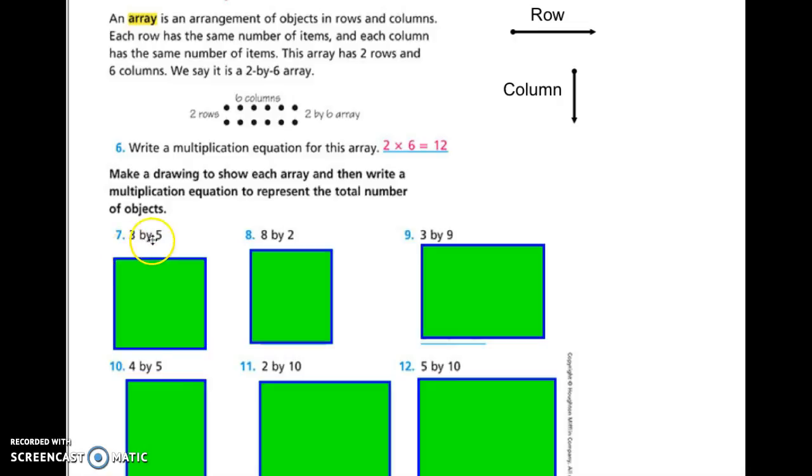A 3 by 5 array. Now remember, they're going to put the rows first, horizontal, and then the columns. So 3 rows with 5 columns. Okay, 3 rows with 5 columns. Good. So we've got 3 rows, 2, 3. We have 5 columns, 1, 2, 3, 4, 5. And our multiplication equation would be 3 times 5 equals, you got it, 15.